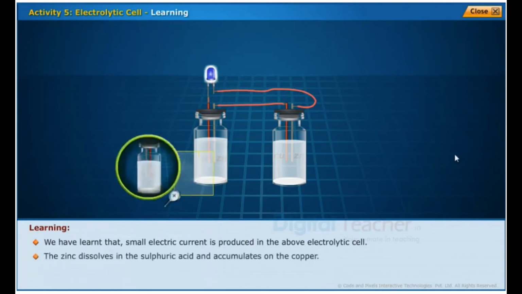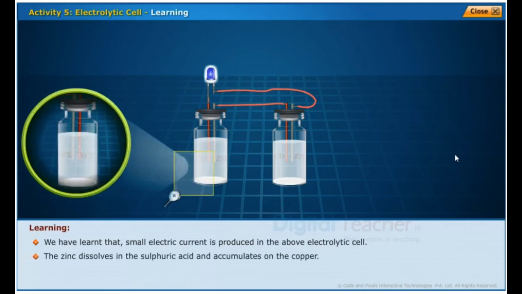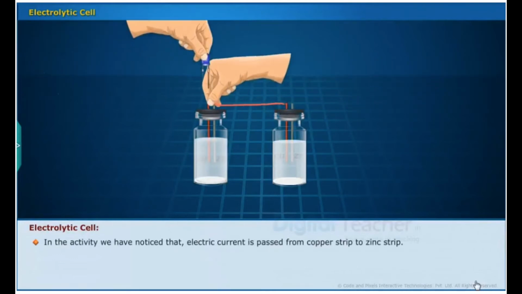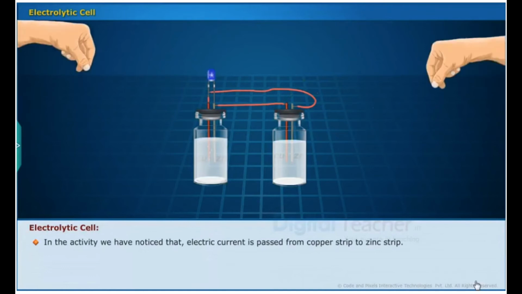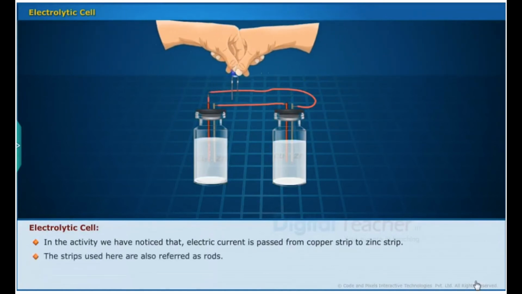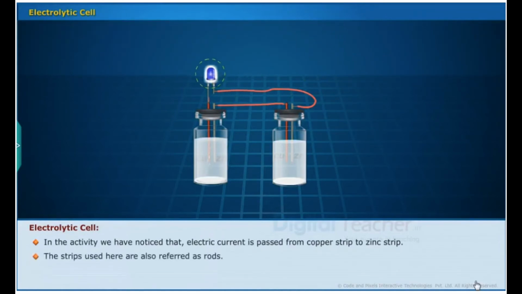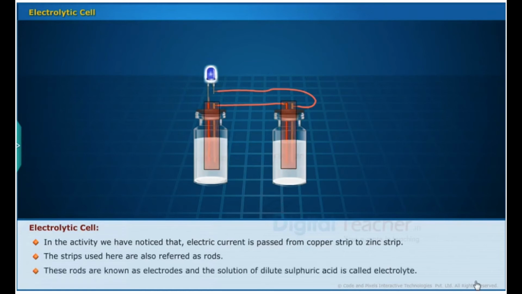The zinc dissolves in the sulfuric acid and accumulates on the copper. In the activity, we have noticed that electric current is passed from copper strip to zinc strip. The strips used here are also referred to as rods. These rods are known as electrodes and the solution of dilute sulfuric acid is called electrolyte.